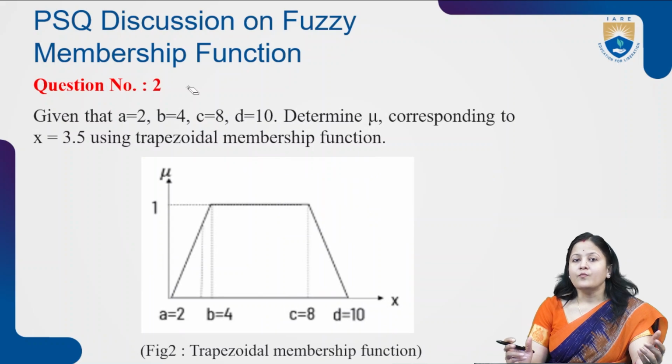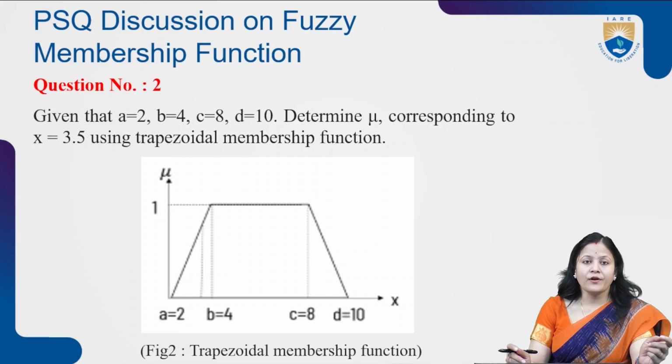Same thing, one more question I want to discuss over here. Given that a is equal to 2, b is equal to 4, c is equal to 8, d is equal to 10, determine mu corresponding to x is equal to 3.5 using the trapezoidal membership function. So I discussed the triangular membership function, and now this is related to the trapezoidal membership function.